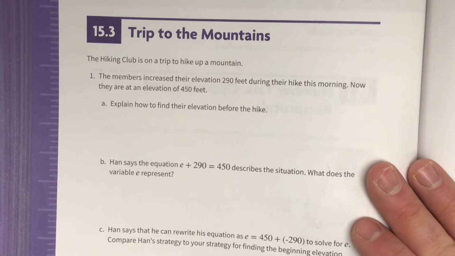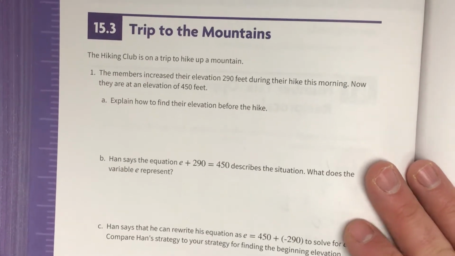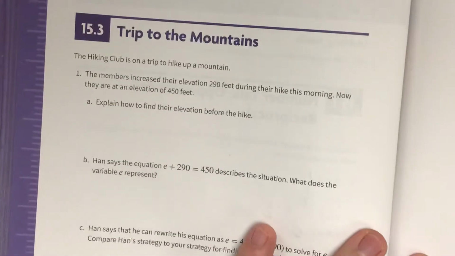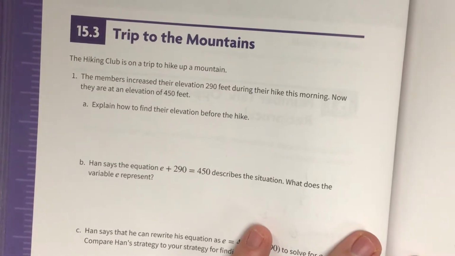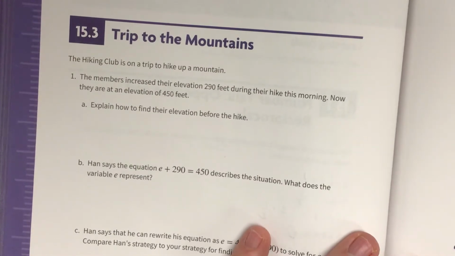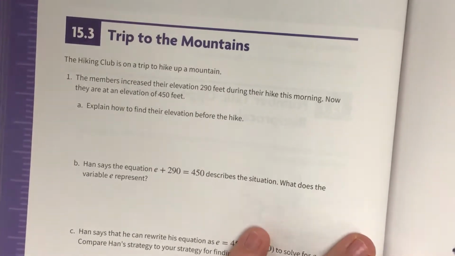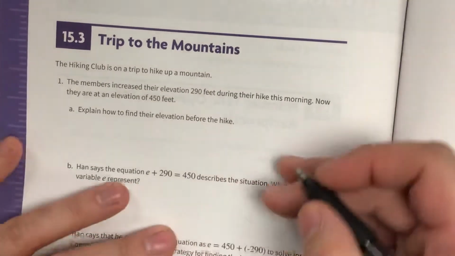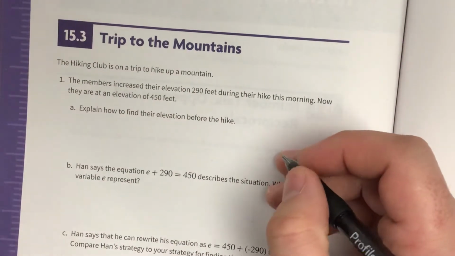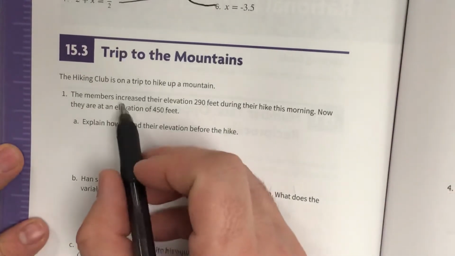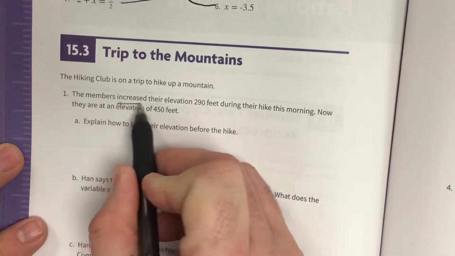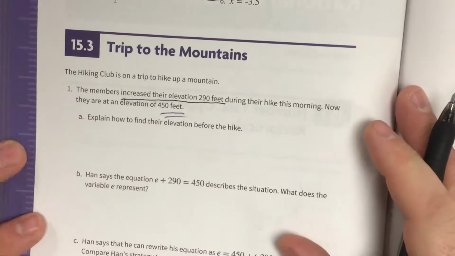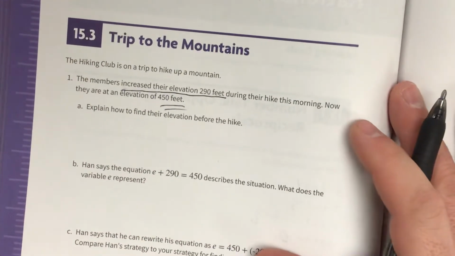Corbin, would you read the first question about the hiking club? Number 1. The members increase their elevation 290 feet during their hike this morning. Now they're at an elevation of 450 feet. Explain how to find their elevation before the hike. All right, so we don't really know where they start out. All we know is that they increased by 290 and now they're at 450. Question A, explain how to find the elevation.